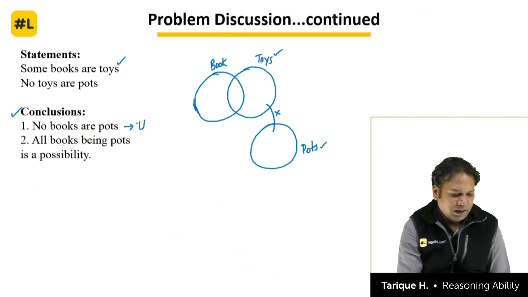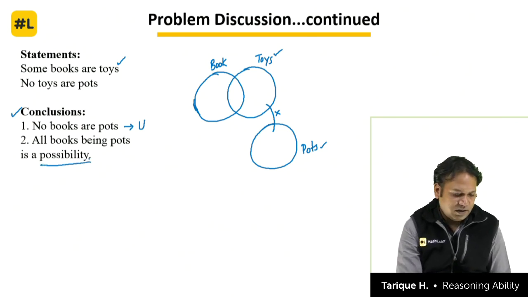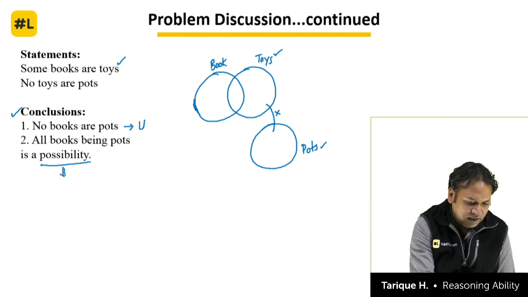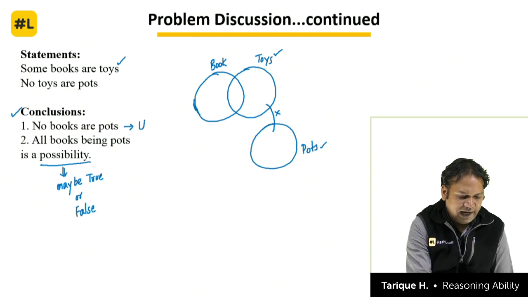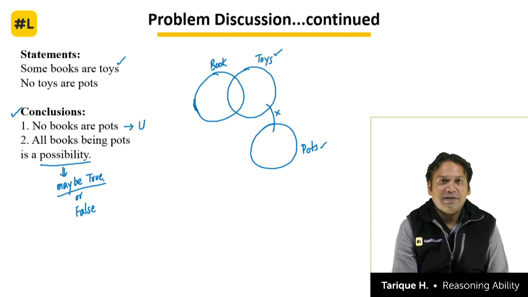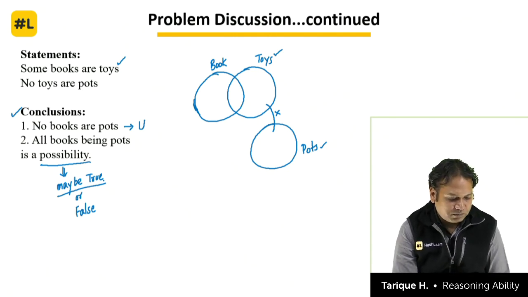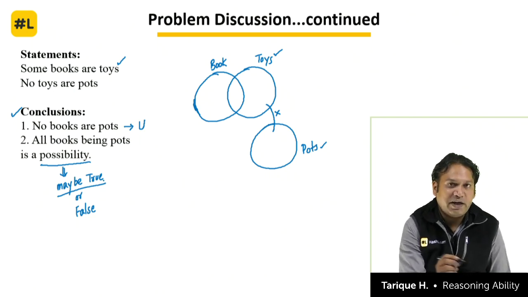Let's understand this. What is the meaning of the word possibility in questions of syllogism or logical reasoning? Possibility means something which may be true, may be false. Something which may be true or false. Now, can this be true? Let's ask ourselves this question. All big books being pots is a possibility. Can this be true? Is there any possibility for this particular statement? If it is not, then this will not be the right answer.